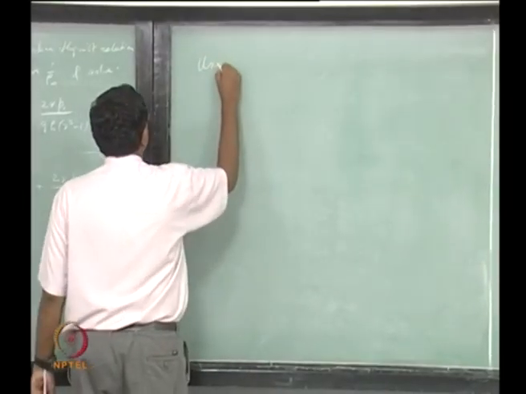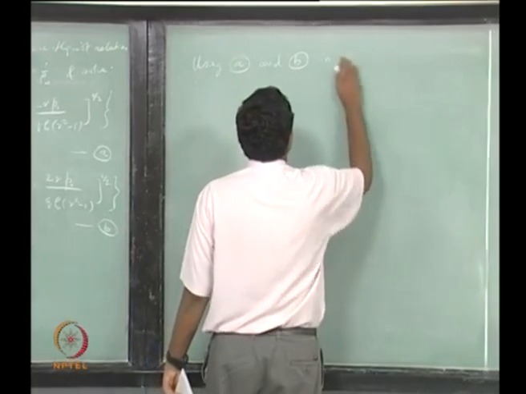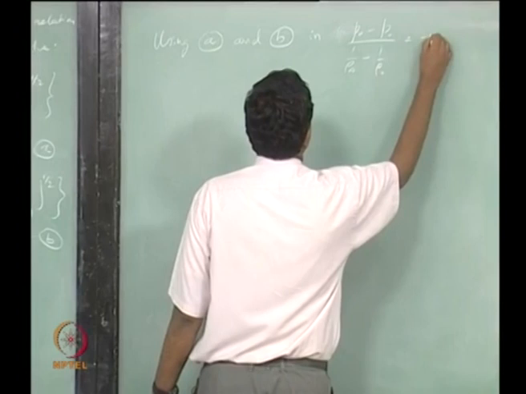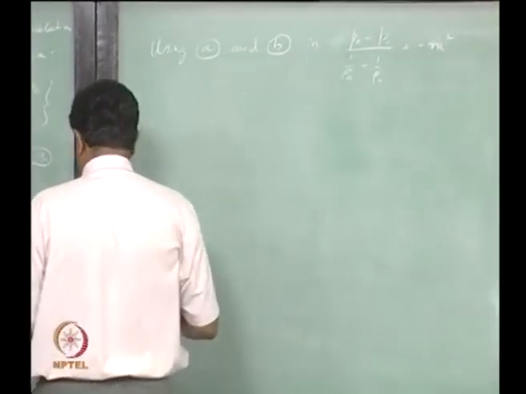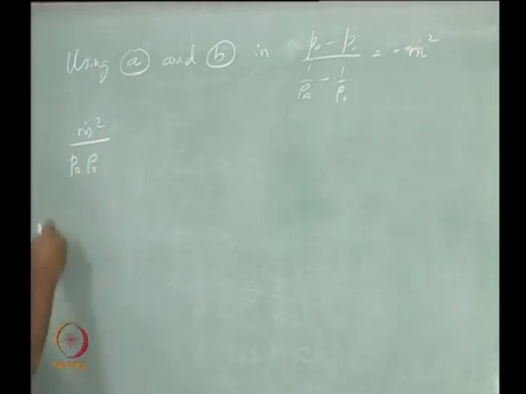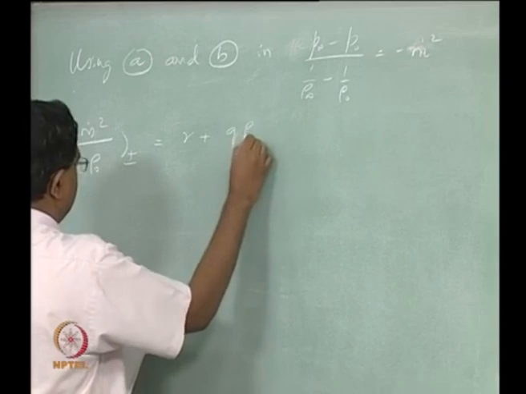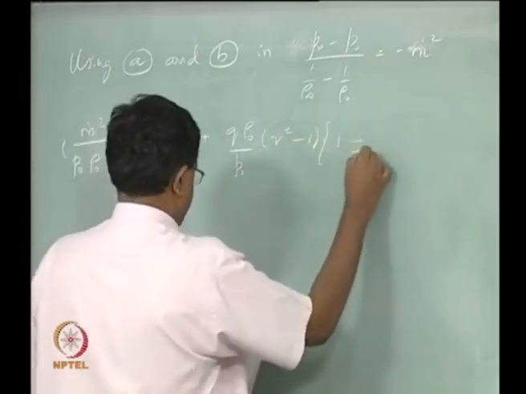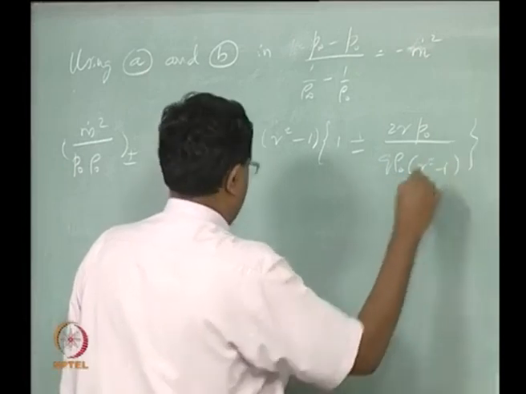So using A and B, simply go back and write P infinity minus P naught divided by 1 over rho infinity minus 1 over rho naught equals minus m dot squared. Right, we can now get our m dot squared divided by P naught rho naught plus or minus equal to gamma plus Q rho naught divided by P naught times gamma squared minus 1, times 1 plus or minus 2 gamma P naught divided by Q rho naught gamma squared minus 1, the whole to the half.